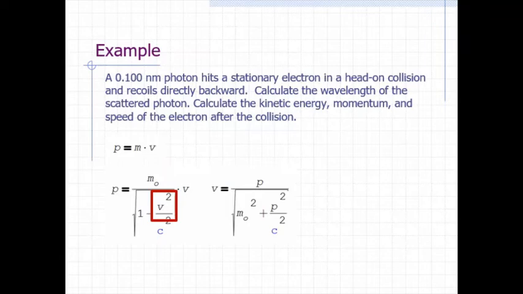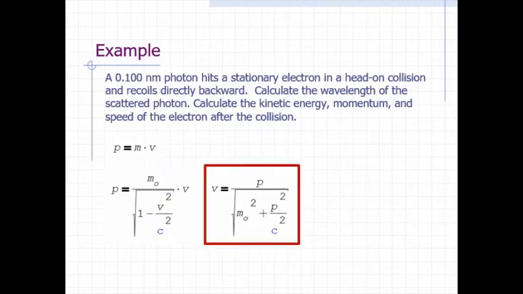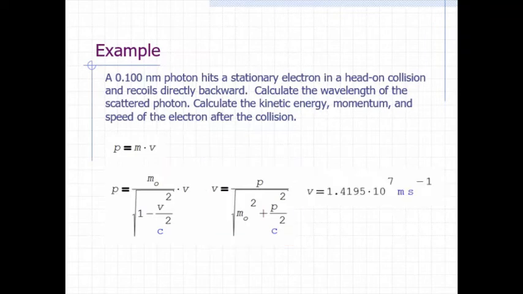But it's still relatively simple to algebraically manipulate the equation to show that v is equal to p divided by the square root of m naught squared plus p squared over c squared. Plugging in the rest mass of the electron for m naught and the momentum that we calculated earlier gives us a speed of 1.42 times 10 to the 7 meters per second.